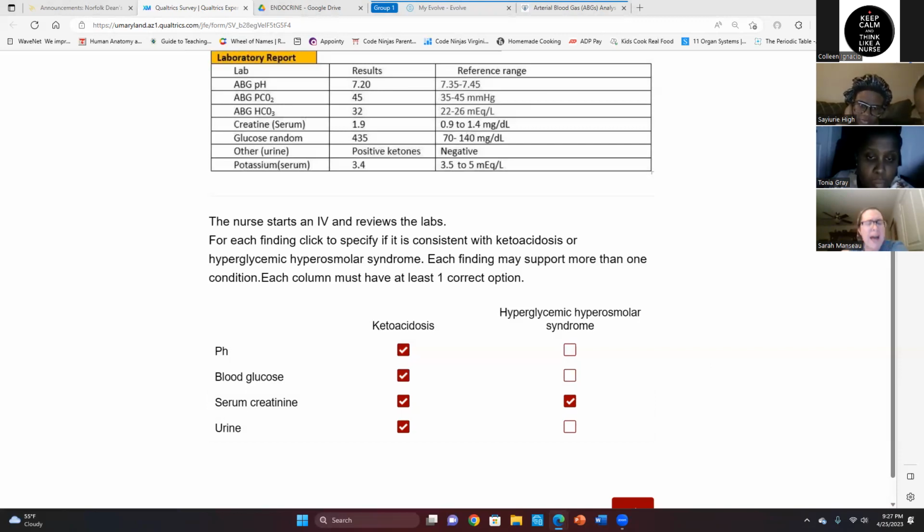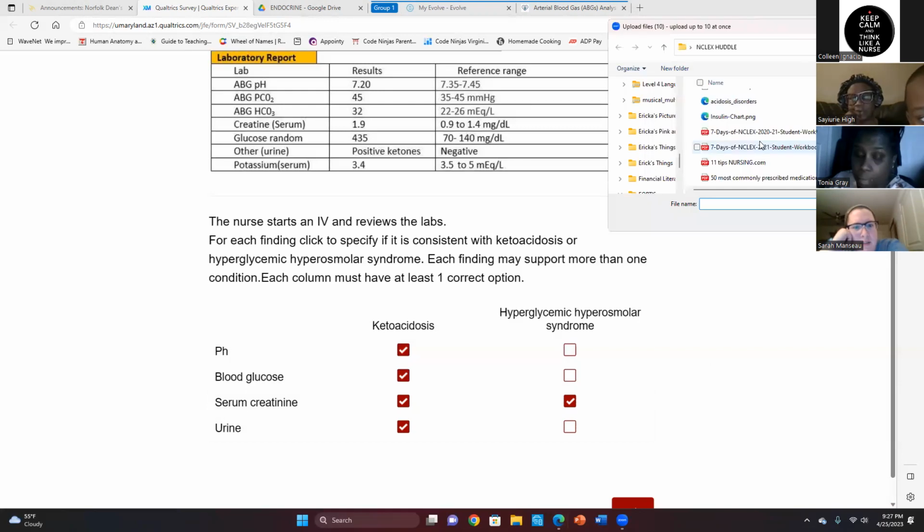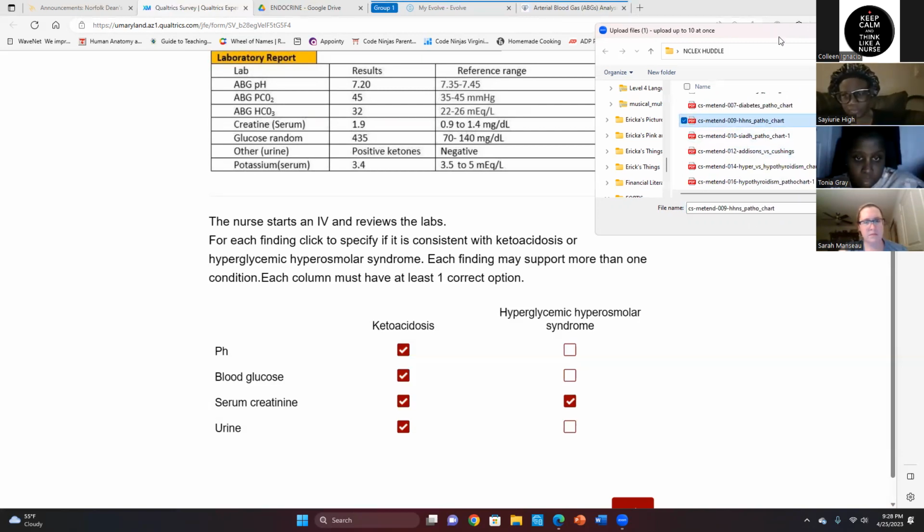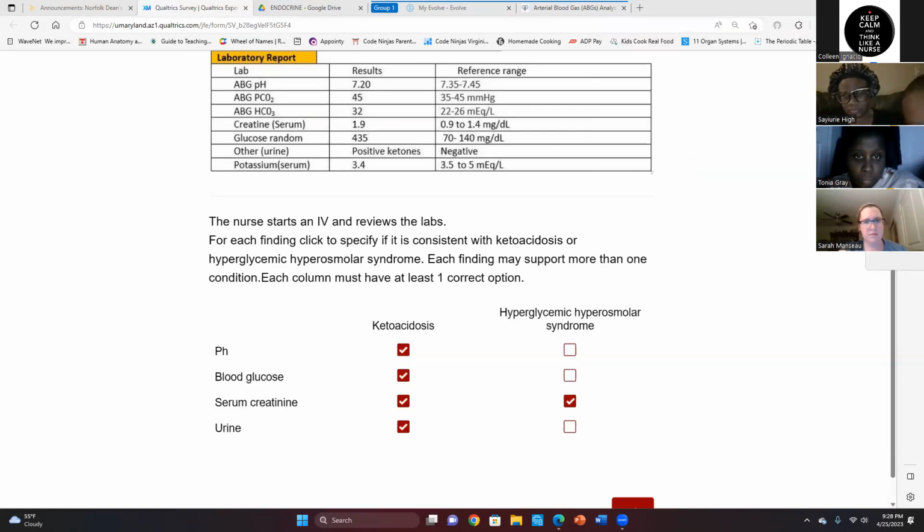Do you have any information on HHS you can send me? Because I know about it, but not as clearly as I would like to. I agree, I was stumped by that. I'm going to put it into the chat right now. I have a flow chart on HHS, and this handout calls it HHNS. Okay, it's in the chat.